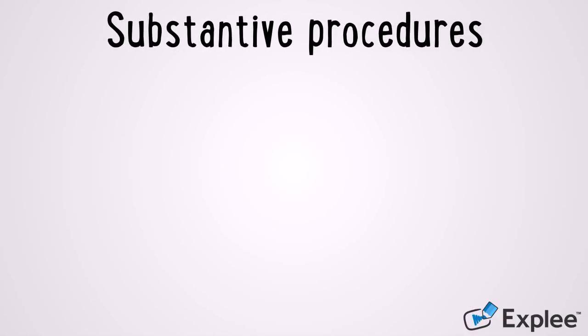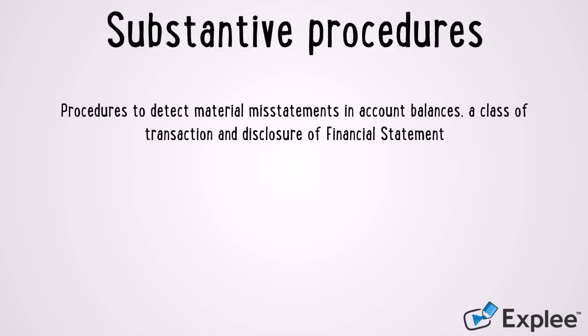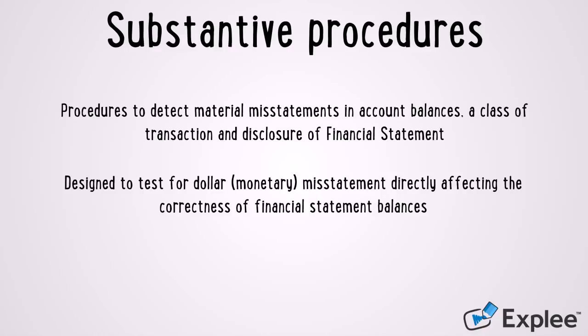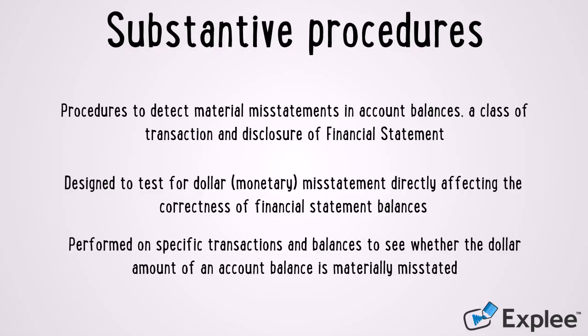Substantive procedures. Substantive procedures are procedures to detect material misstatement in account balances, classes of transactions and disclosures of the financial statements. They are designed to test for monetary misstatement directly affecting the correctness of financial statement balances, performed on specific transactions and balances to see whether the dollar amount of an account balance is materially misstated. These tests reduce detection risk.